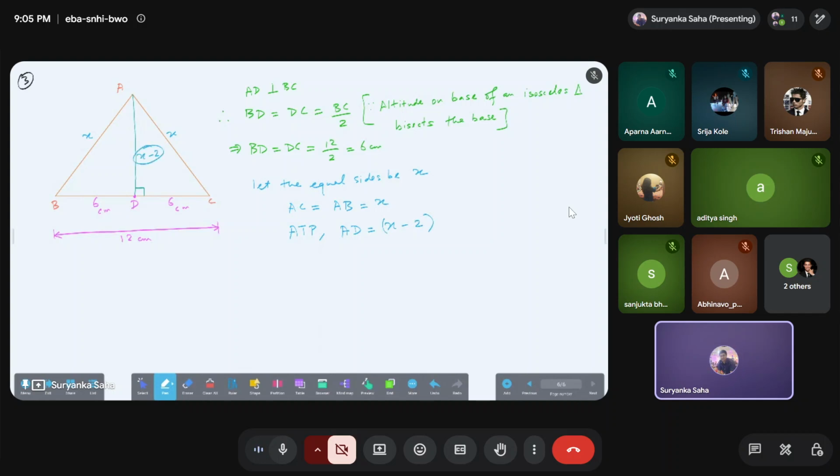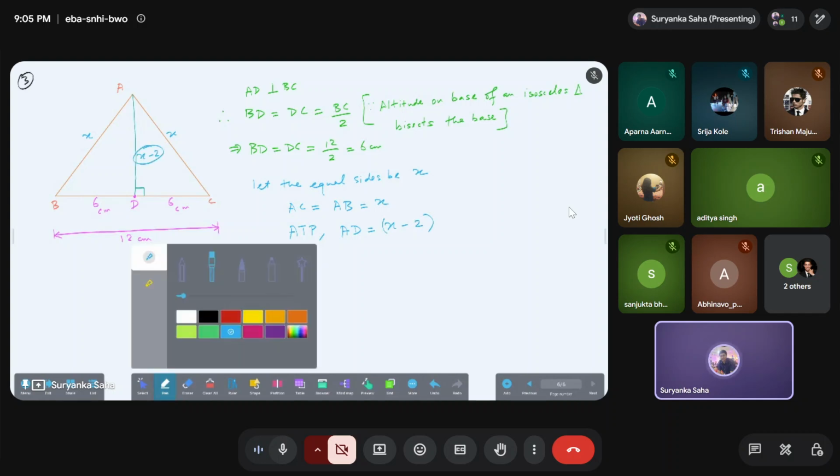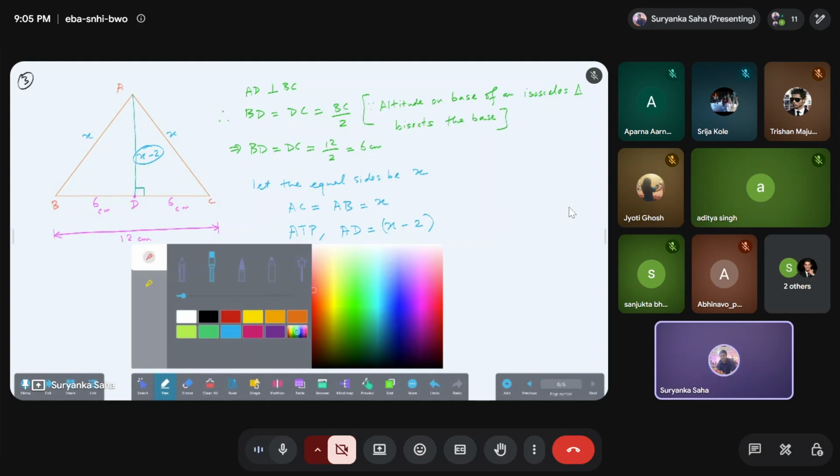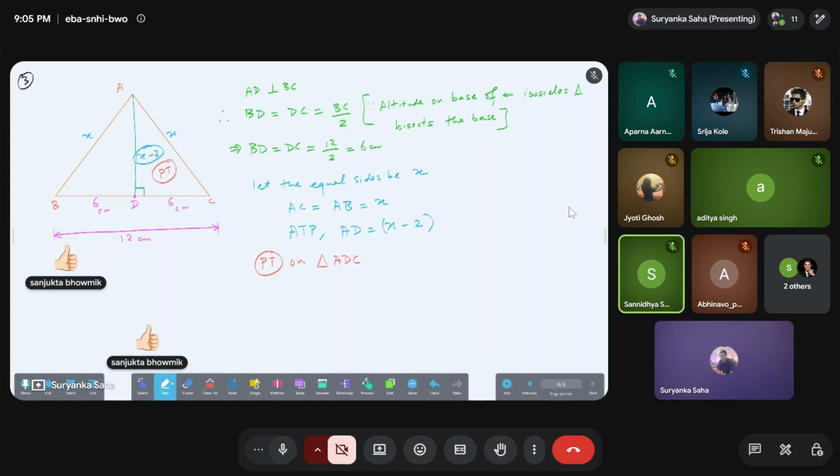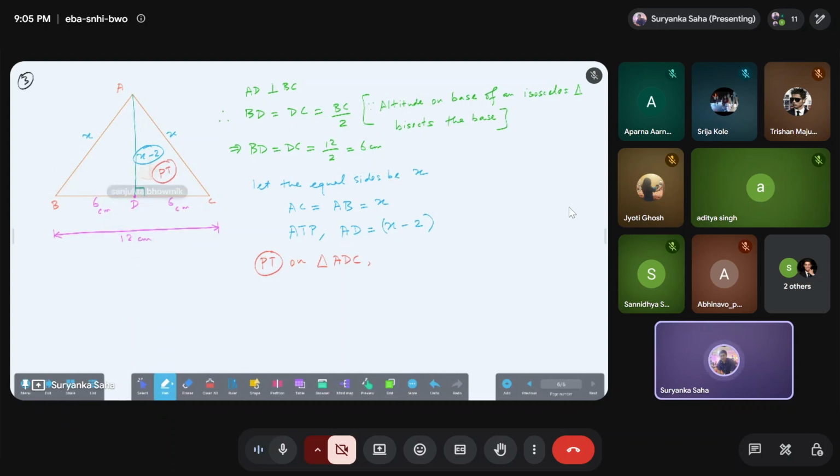Understood? Now you apply Pythagoras theorem on one half triangle. So use Pythagoras theorem on half triangle. Okay, so now applying PT on triangle ADC. PT on triangle ADC. বুঝতে পারছো তো? জ্যোতি, আন্ডারস্টুড? ইয়েস স্যার। সান্নিধ্য, সৌরদীপ বড়ুয়া। ইয়েস স্যার। So PT on triangle ADC will give you AC square.